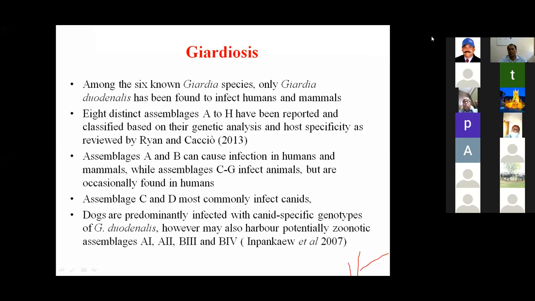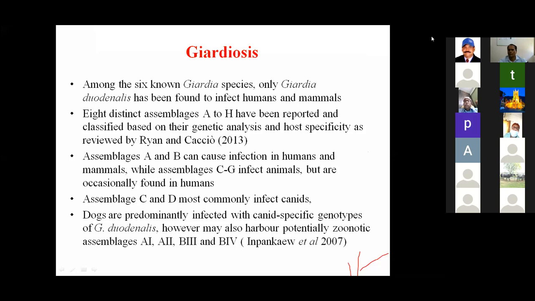But if you see Giardia, there are 6 known species. And only Giardia duodenalis has been found to infect humans and mammals. There are 8 assemblages, A to H, that have been reported. A and B can cause infection in humans and mammals, while C to G infect animals but are occasionally found in humans. Assemblages C and D most commonly infect canids. That is important.